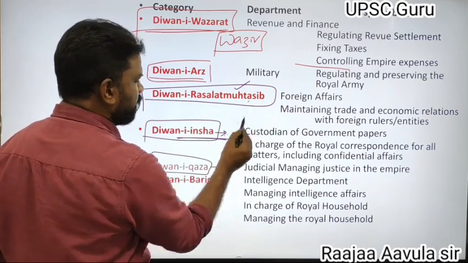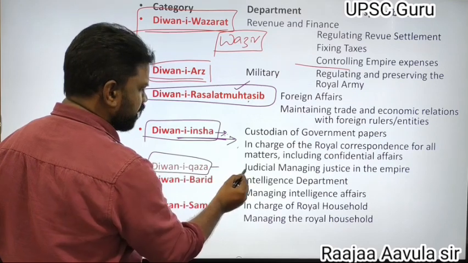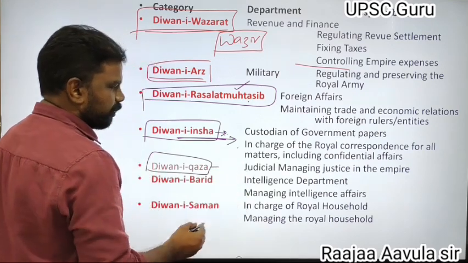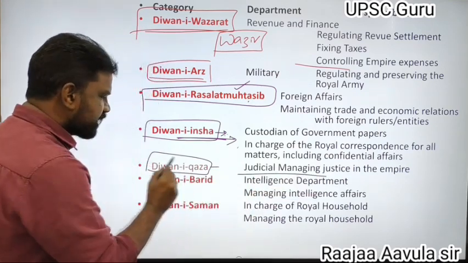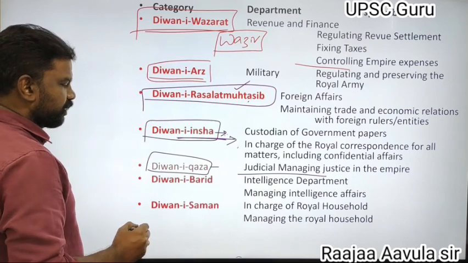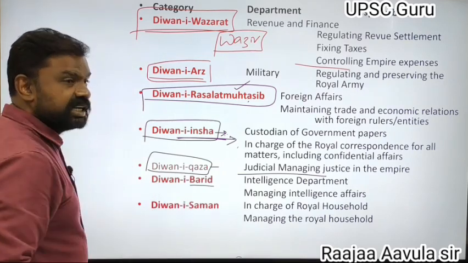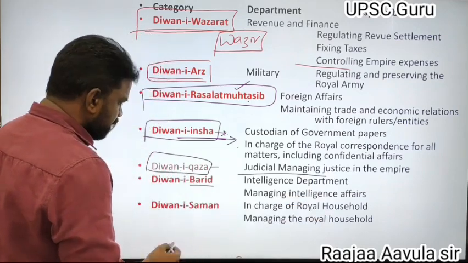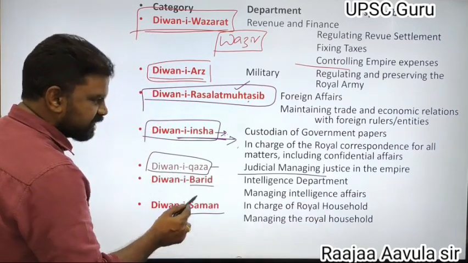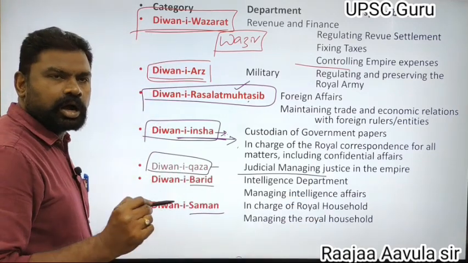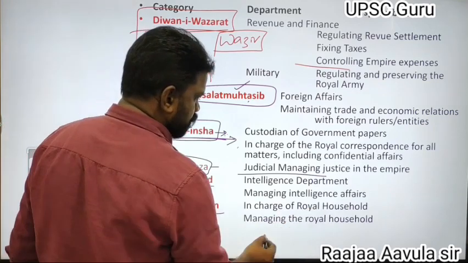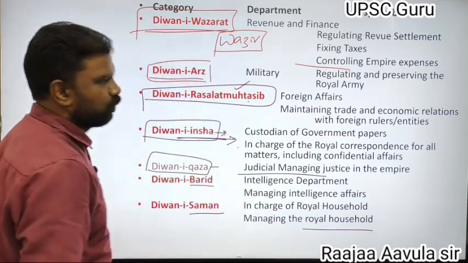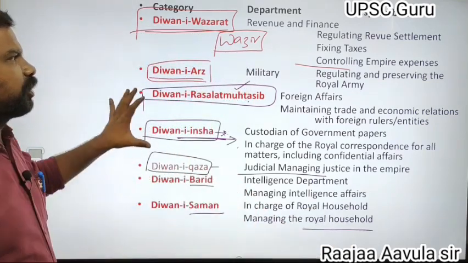This is the foreign department. It is the internal affairs department. It is a judiciary department. Khwaja means judiciary. Barid, the intelligence department, managing the intelligence affairs. Saman, in charge of the royal household, managing the royal household. These were the different departments.